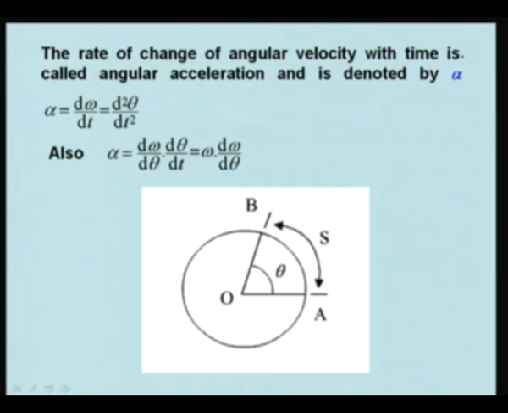Also, alpha can be written as d omega by d theta into d theta by dt. That means, d theta by dt is omega, so it is omega into d omega by d theta. Therefore, if omega is expressed in terms of theta, then angular acceleration can be found by multiplying d omega by d theta and omega.